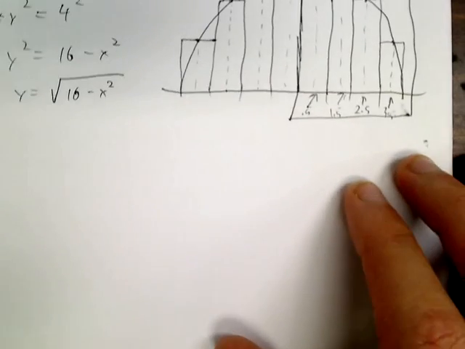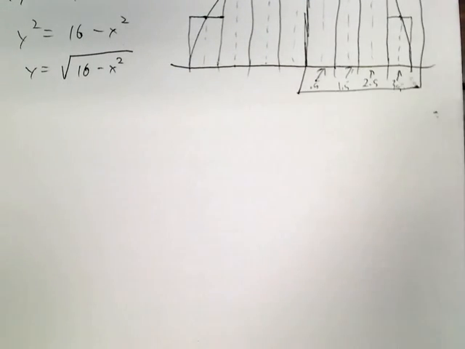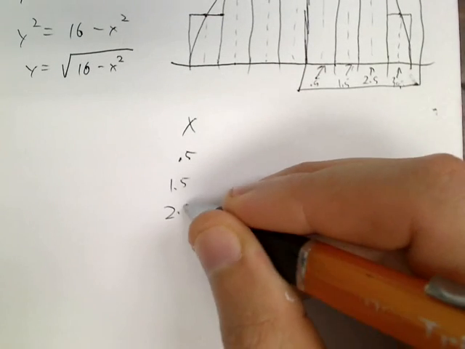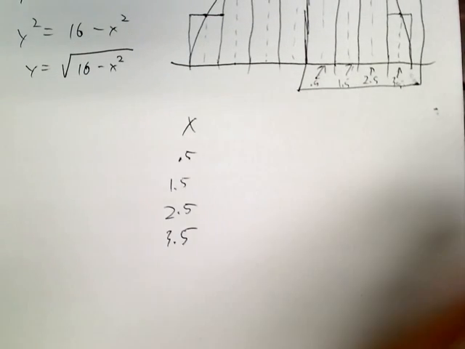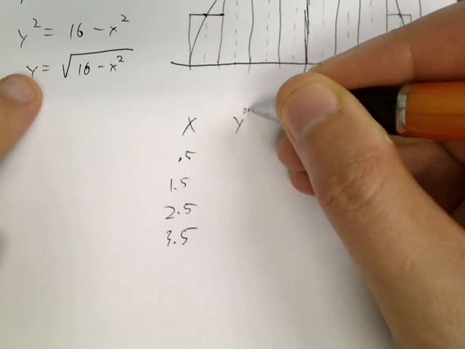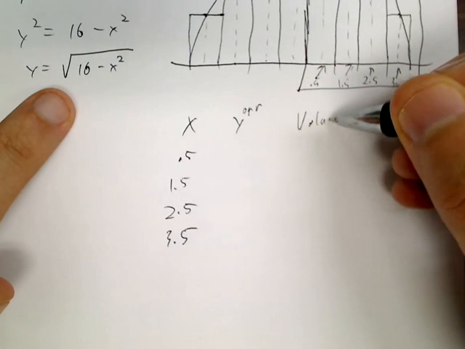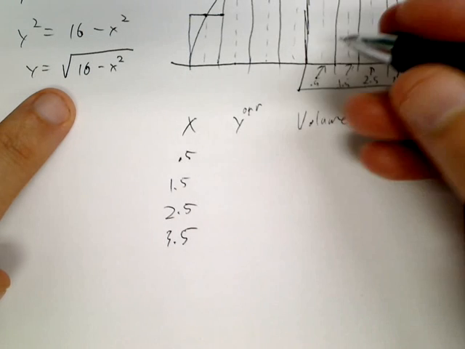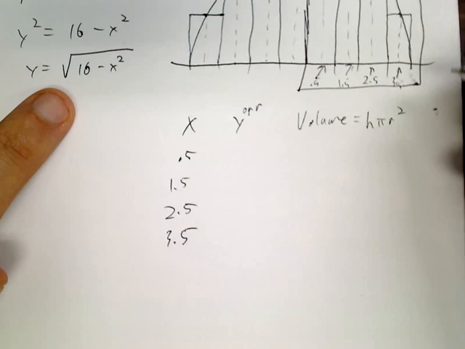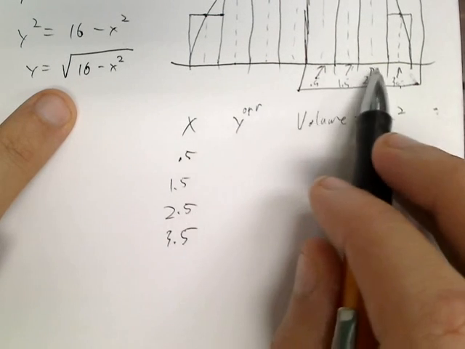Okay, so the height is always going to be 1, but let's find the radius values first. The x values are at 0.5, 1.5, 2.5, and 3.5. And what I'm going to do is find the y coordinates, or r. And then I'm going to find the volume. The volume is height times pi r squared. The r is going to be the y values. The height is going to be 1. I have made the height of each of these 1.